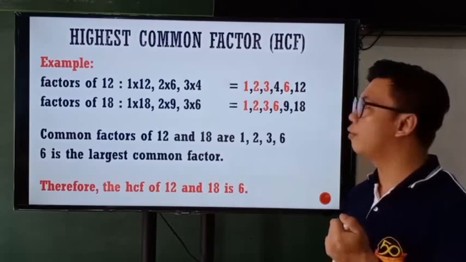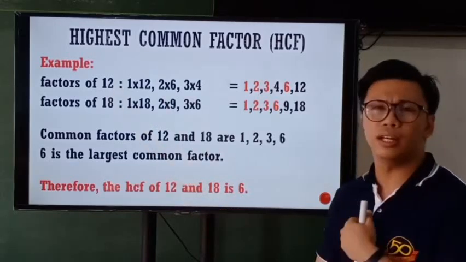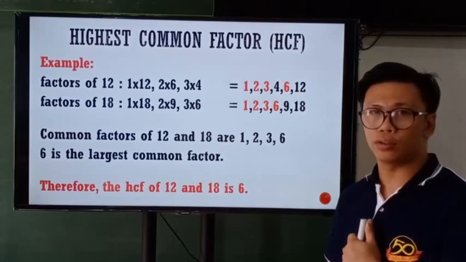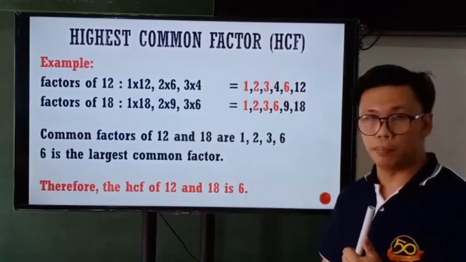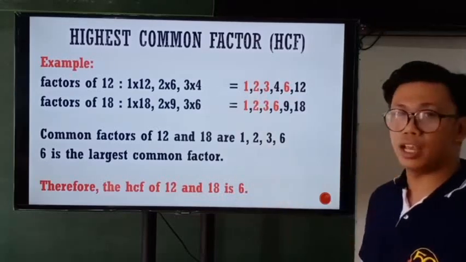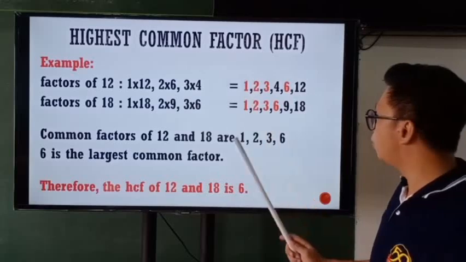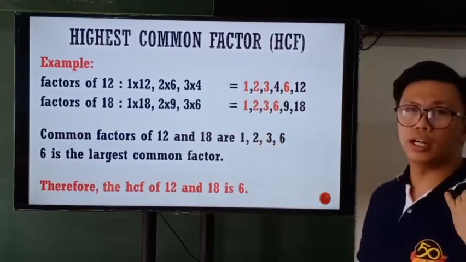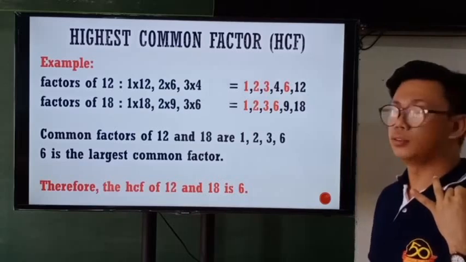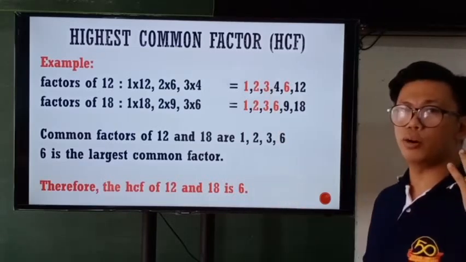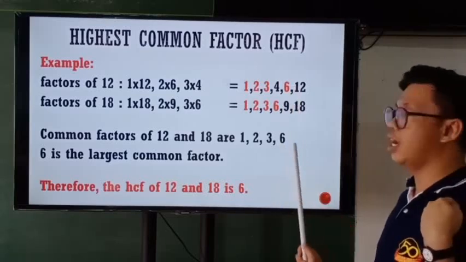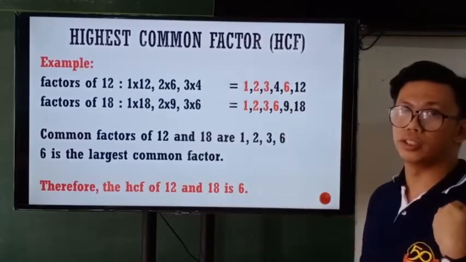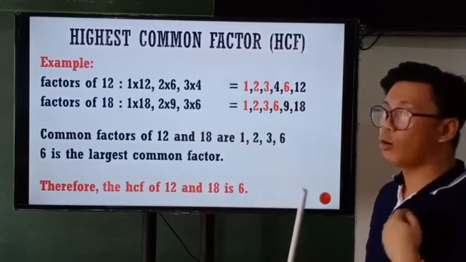Now after getting the factors of 12 and 18, what's the next step? The next step is to find the common factors. When we say common factor, it means the same number. Look at the numbers. What are the same numbers? Very good, we have 1, so we write 1. What else? Very good, 2, we write 2. What are the next common numbers? Very good, 3, we write 3. And the last common number is 6. Can we write 9? No, because 9 has no same number in the other list. That is how you write the common factors.